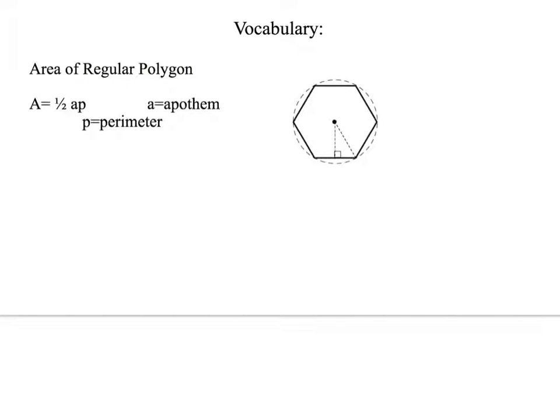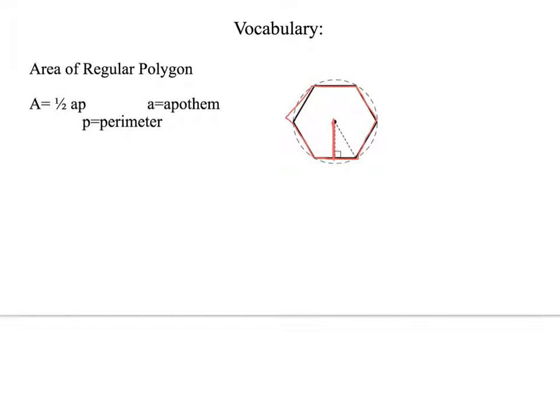So here's the formula. If you want to find the area of a regular polygon, you're going to have to use this formula. The area is 1/2 A times P, and A is going to be your apothem. And again, that's going to be your distance from the center to the side. And your P is going to be your perimeter. And so what's the perimeter? The perimeter is going to be the distance around the entire figure.